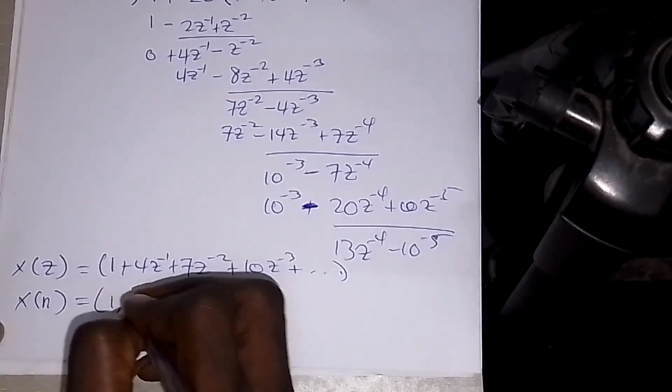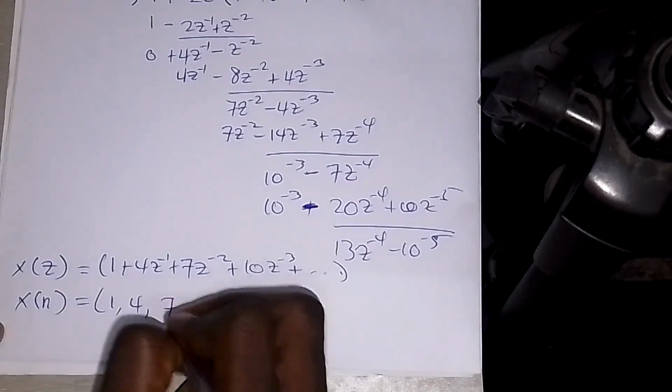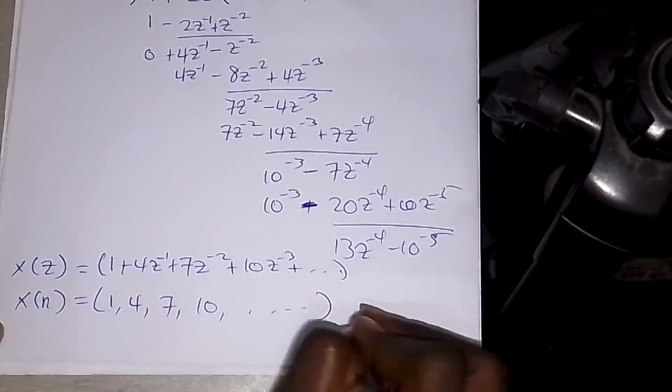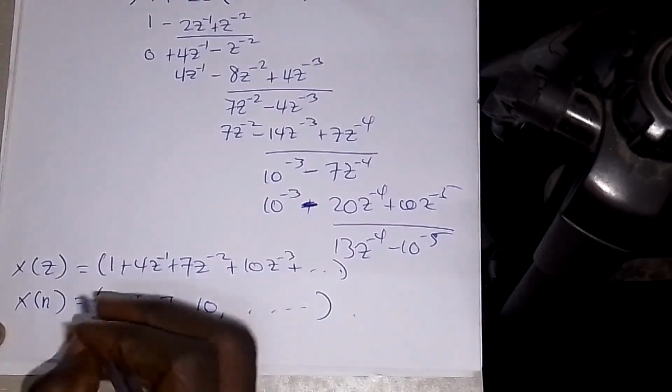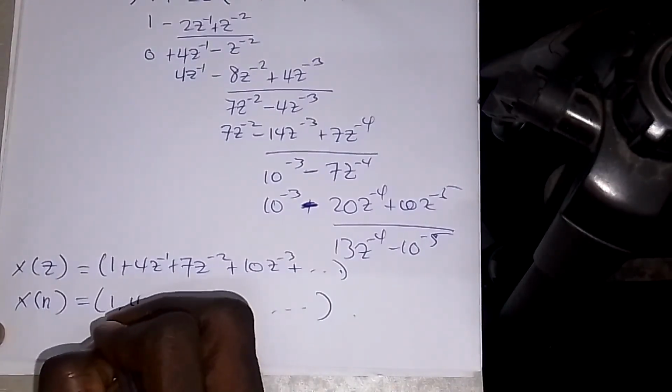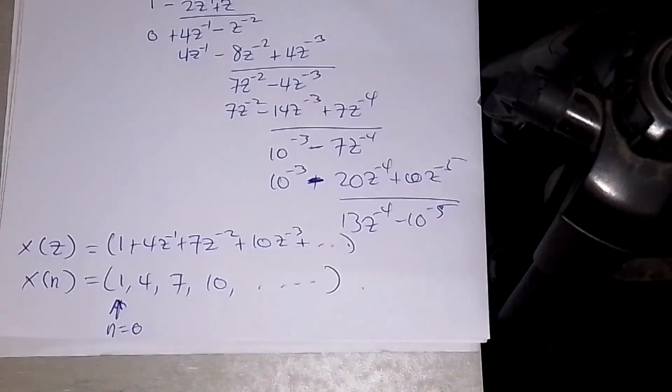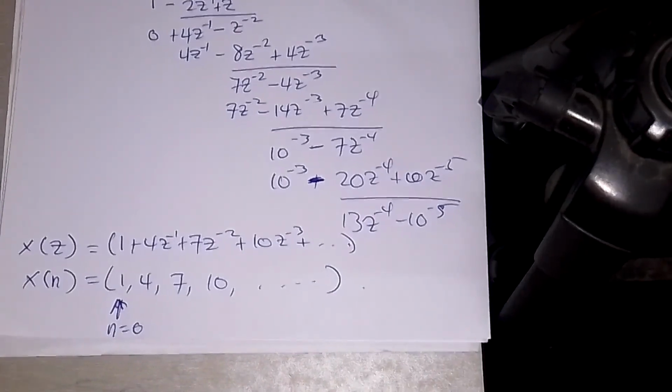So now my x of n is going to be this particular series. I'm going to have 1, 4, 7, 10, and then it goes on to infinity. Then I have to bring my arrow here to say that n equals 0. So basically, this is how you can easily work this one out. Let's go to the next one.